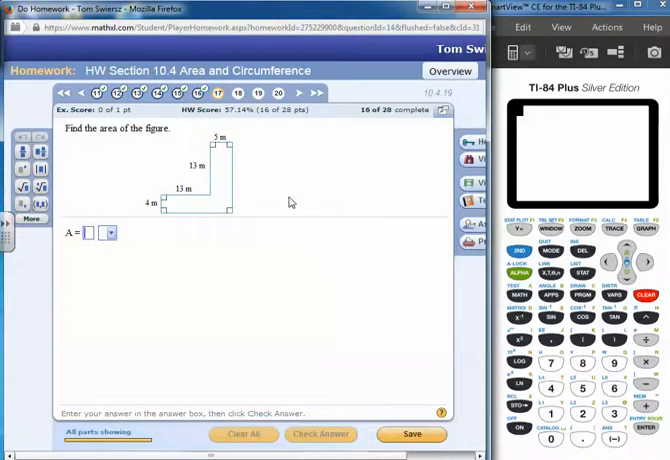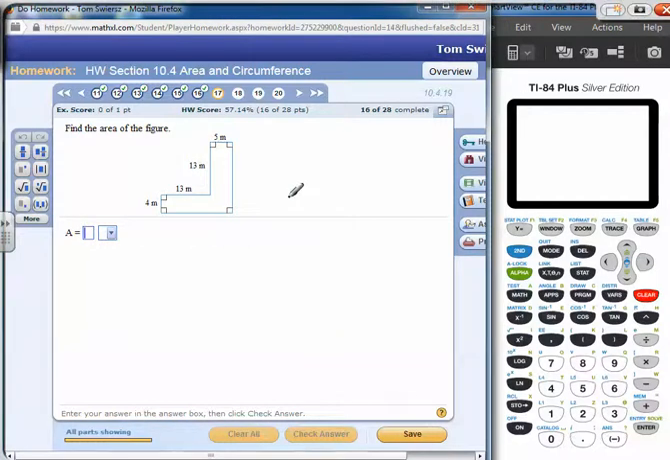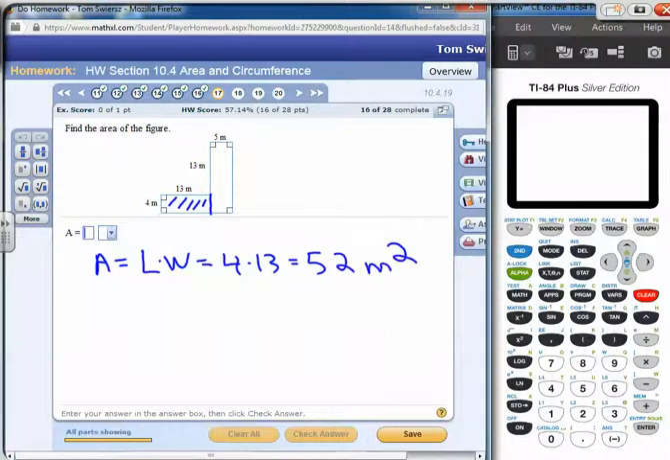Number 17, find the area of the figure. Okay, we have a bunch of right angles, so we know it's two rectangles. Now the key here is don't count the area in the corner twice. So either way, you can break it that way or the other way. I'll go ahead and draw my line right here. So this is one part of it. This is a rectangle 4 by 13. The area of a rectangle is length times width. So 4 times 13 is 52, again, square meters.